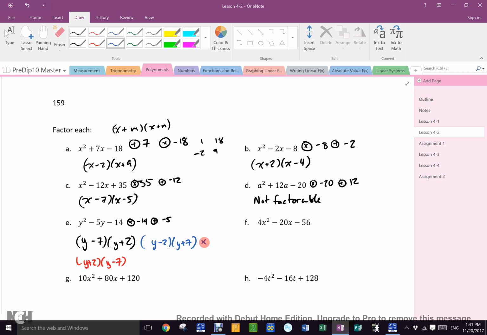All right. What's different about F? What don't we like? It has a coefficient. We don't know what to do with coefficients. So what do we do? What we always do. We always try GCF first. What is it? 4, leaving what inside there?